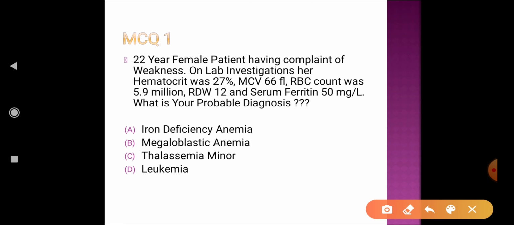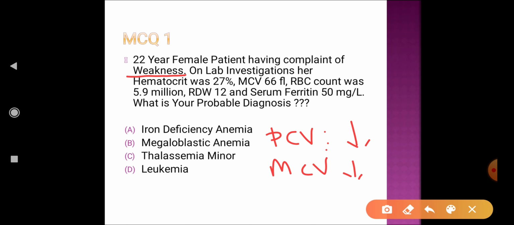A 22-year-old lady presented to you with a complaint of fatigue and weakness. Her routine investigations were done, and in the CBC the hematocrit was 27%. So obviously it is low, so your PCV value is decreased. The MCV is 66. The normal range of mean corpuscular volume starts from 80. So the MCV is low.